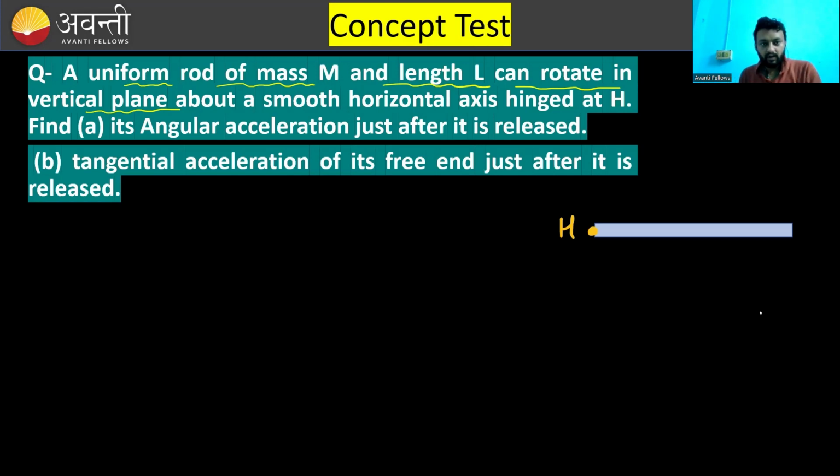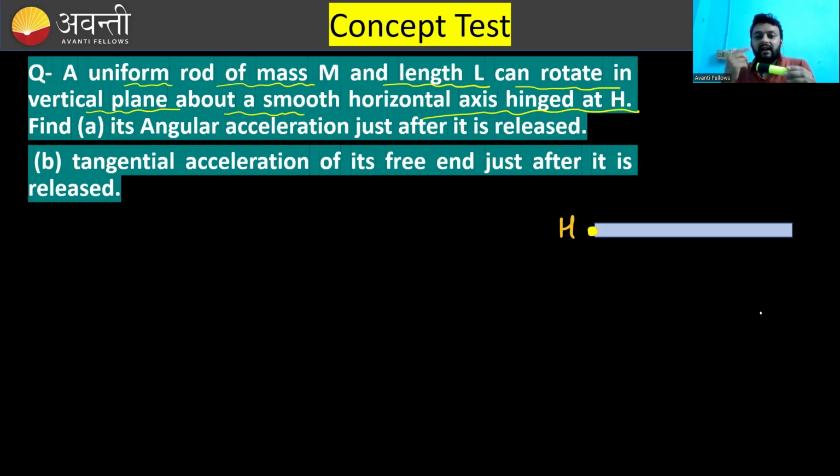Another thing, about a smooth horizontal axis hinged at H. That means at the point H, there is a hinge. This is the hinge. You know the hinge, na? Find its angular acceleration just after it is released. You need to find that. Now listen. I am holding this rod on a smooth hinge. The hinge is smooth. I am holding it like that. If I release, if I remove this hand, it will go like that. Can you see that?